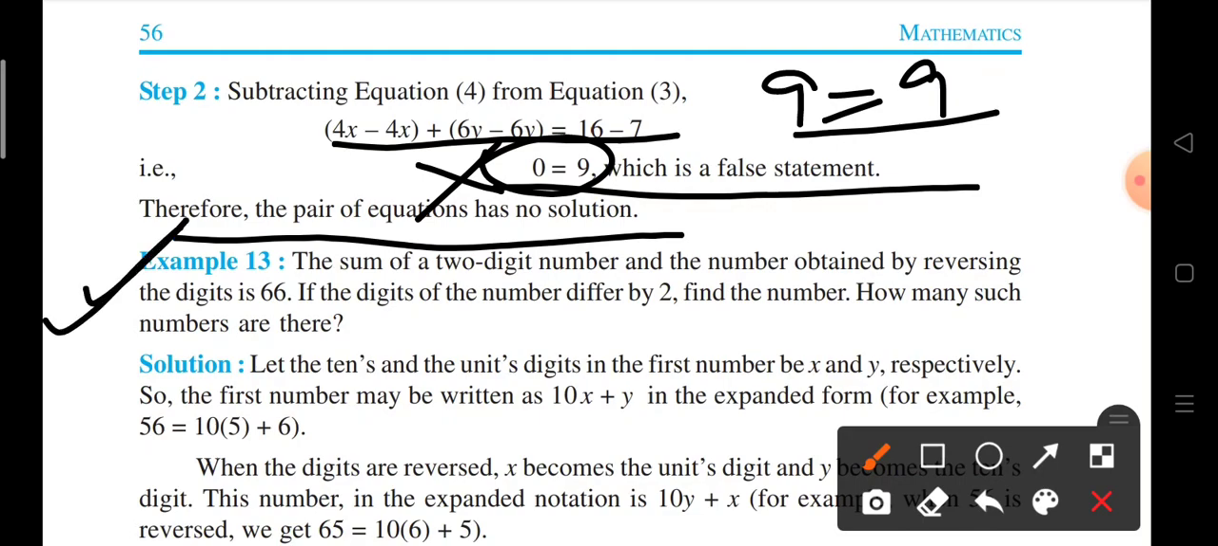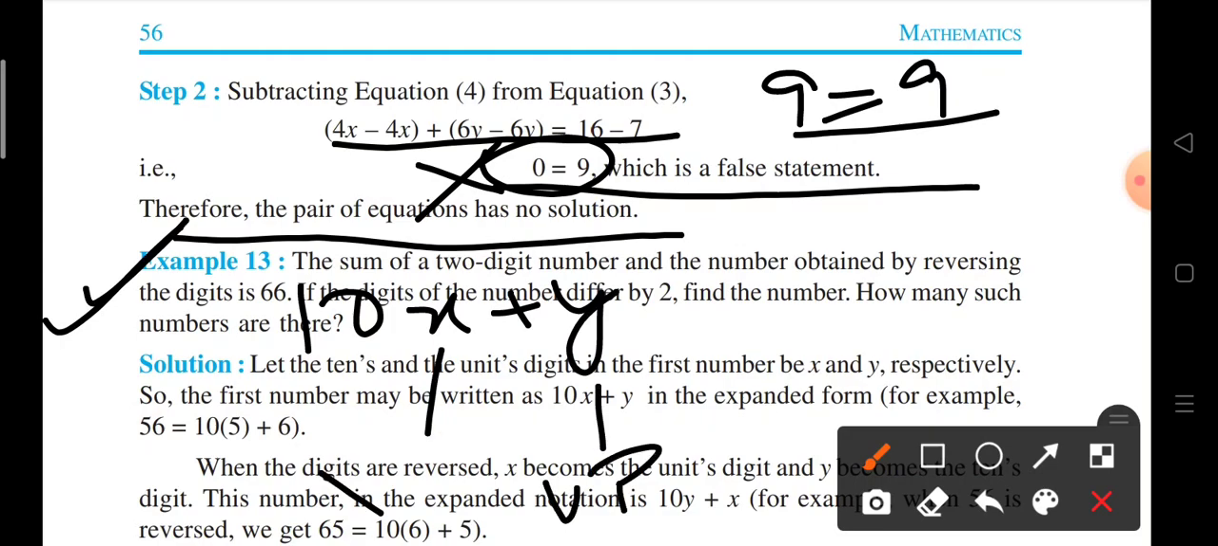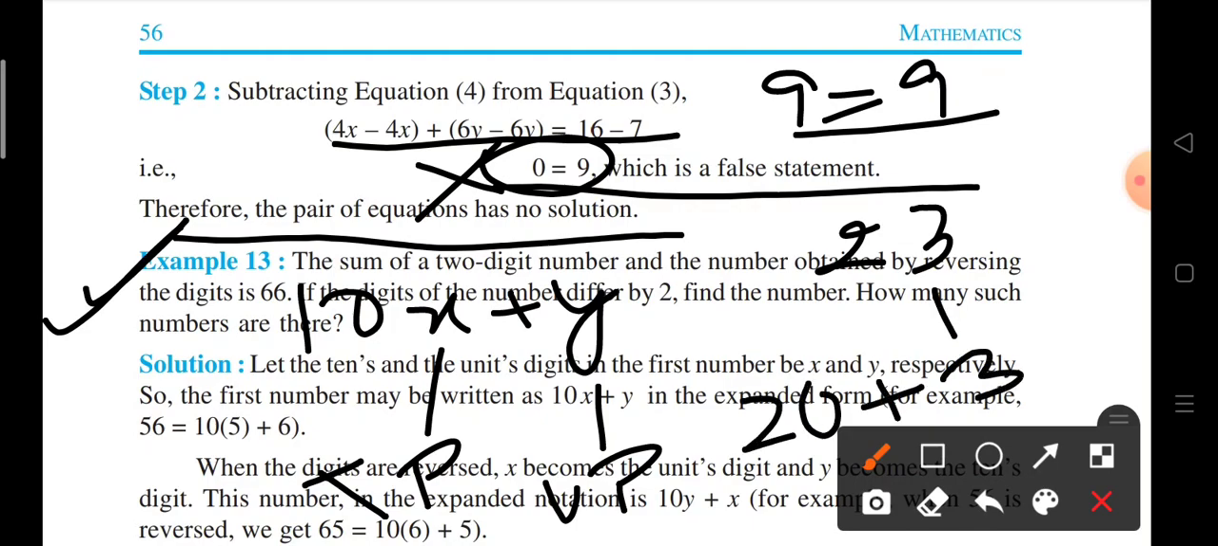Clear? Now we are moving to example number 13. The sum of a two-digit number and the number obtained by reversing the digits is 66. Let us take the two-digit number to be 10x plus y, where y is at the unit place and x is at the tens place. So x is at the tens place, so it is 10x, like the number 23. 3 is at the unit place, so we write 3, and 2 is at the tens place, so we write 20. So it becomes 23.